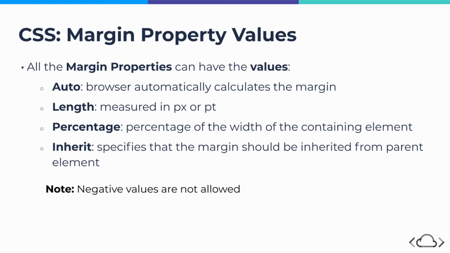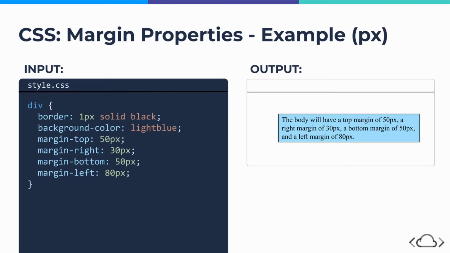You should also note that a margin cannot have a negative value. We're creating some space when working with margins, so negative space wouldn't make much sense. Here is an example of the margin using values in pixels.